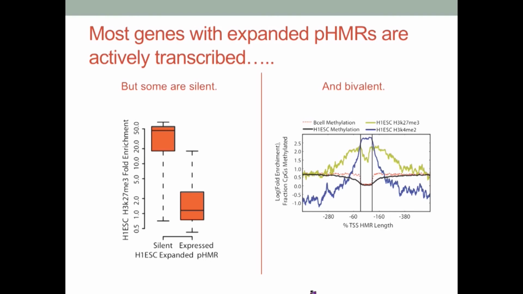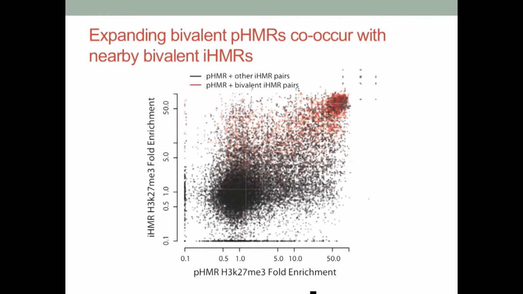And what we found is that there's a strong enrichment for the chromatin mark H3K27 trimethyl, that's associated with silent states. And so it seems like these expanded promoter HMRs in H1 are in their bivalent state. And if you remember, I told you that we found many IHMRs and intergenic HMRs that are also bivalent.